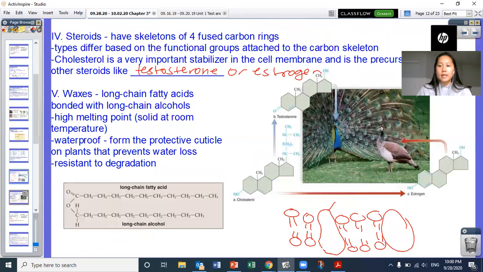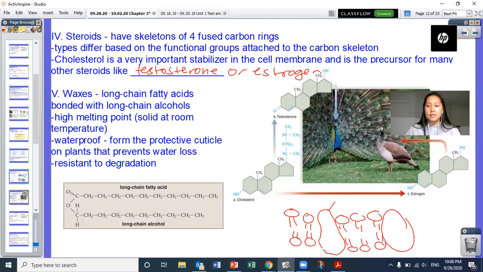So steroids have skeletons of 4 fused carbon rings. So when you see them, they'll have carbon rings that are always sections of 4 attached to each other. So these are the examples here. They differ in types based on the functional groups attached to the carbon skeleton. Remember, we talked about functional groups at the beginning of the basics of chemistry. So again, the functional groups determine the job of the molecule, not really the base structure of the molecule.